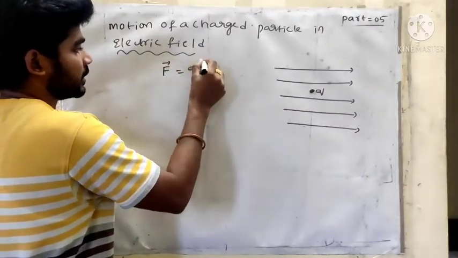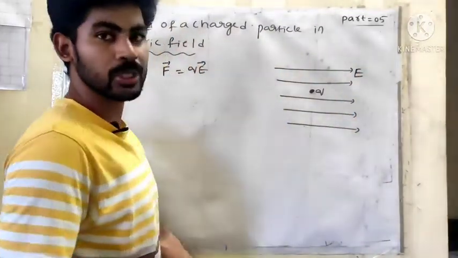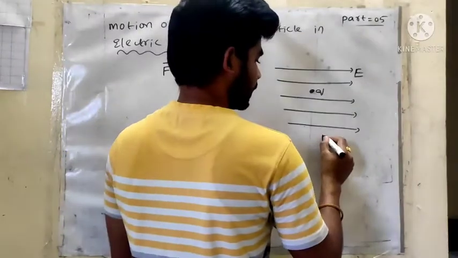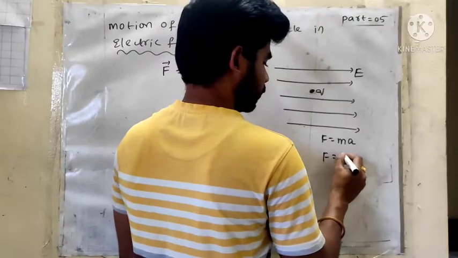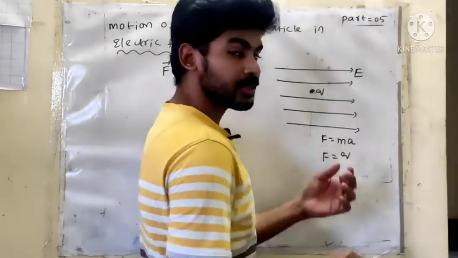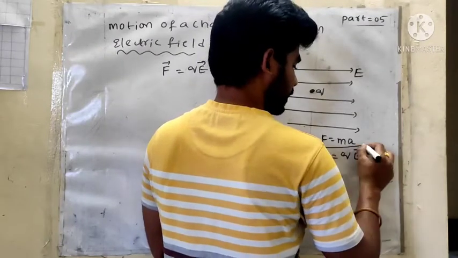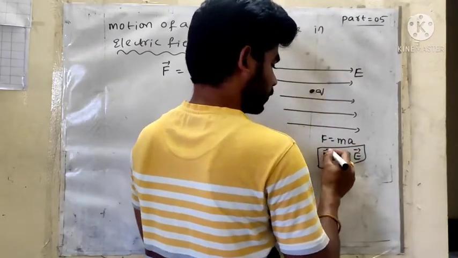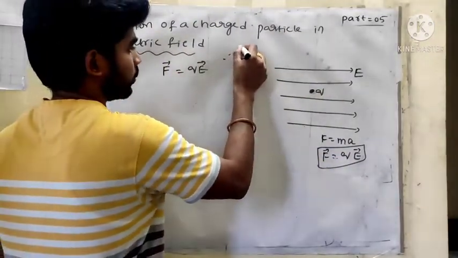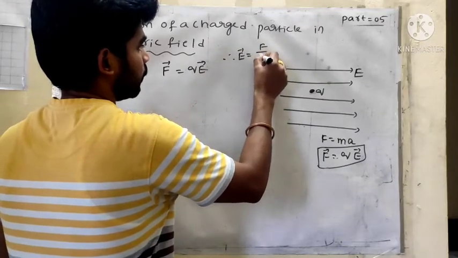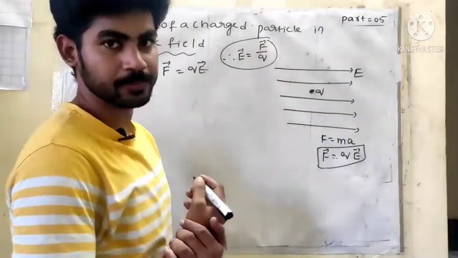So how can we get this formula? This is a uniform electric field, and according to Newton's second law, F = ma. F is the force, m is the mass of the charged particle, and a is the acceleration given by the electric field. Otherwise, we know the electric field intensity formula is force per unit charge. So we get F = qE.